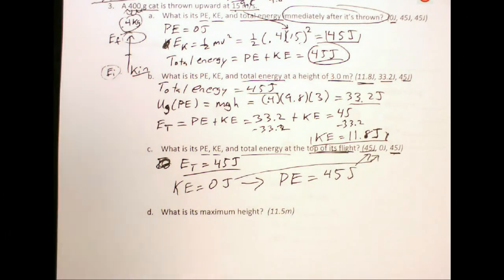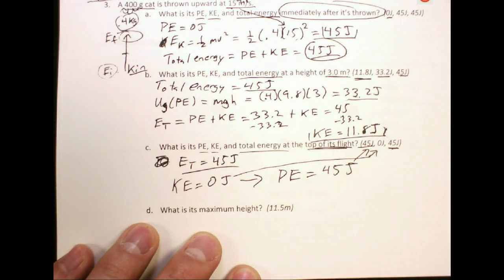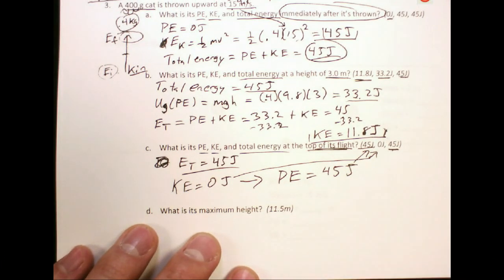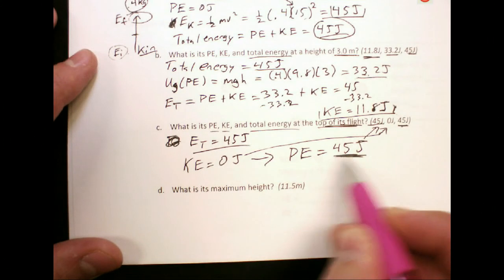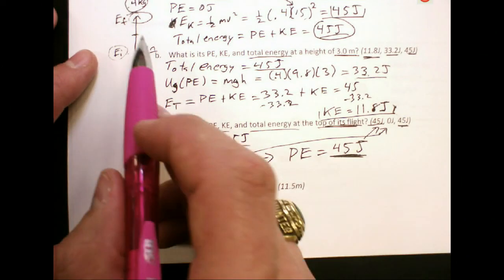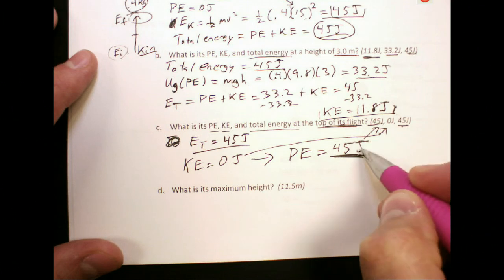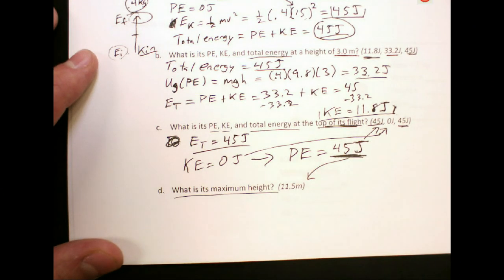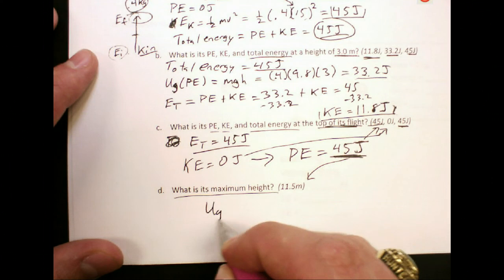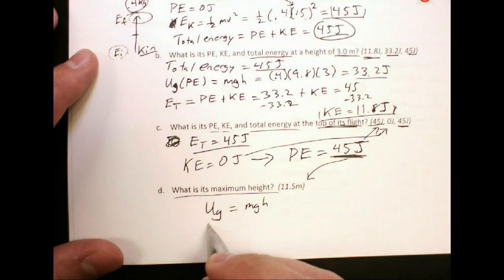That's how we get that. So C, you don't even have to do any calculations. But if you wanted to, you could. I don't even have to know how high this thing will go. But I can now calculate, because I know that the potential energy at the top of its flight is 45 joules. I can bring that down here, and it asks what's its maximum height. Well, I know that potential energy equals mgh. I have the potential energy here, so I can plug that in for potential.